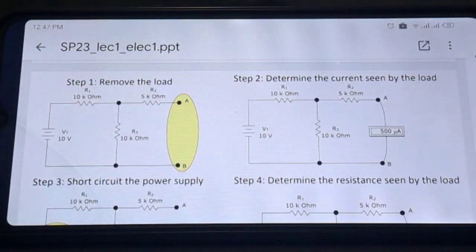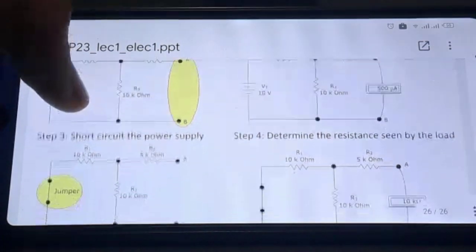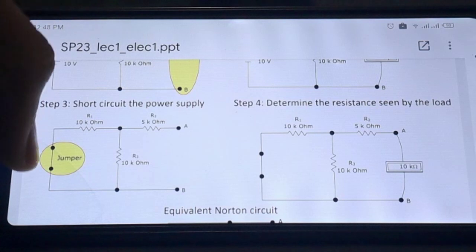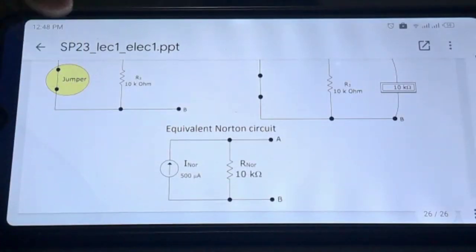Here we have the steps to apply Norton's theorem. First is to remove the load, like Thevenin's theorem. Second, determine the current seen by the load. Third is to short the circuit power supply. Fourth, determine the resistance seen by the load. So here is the equivalent Norton circuit. By applying these steps, we can find Norton's circuit equivalent.